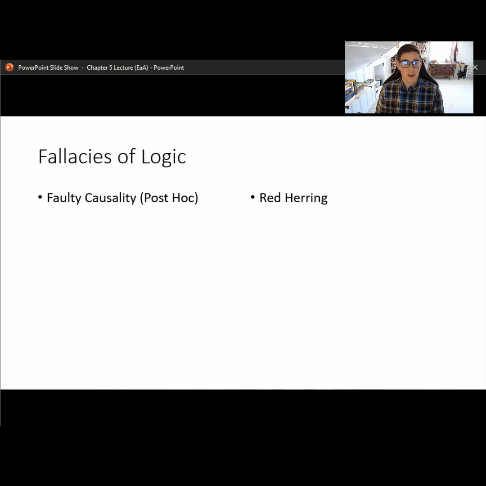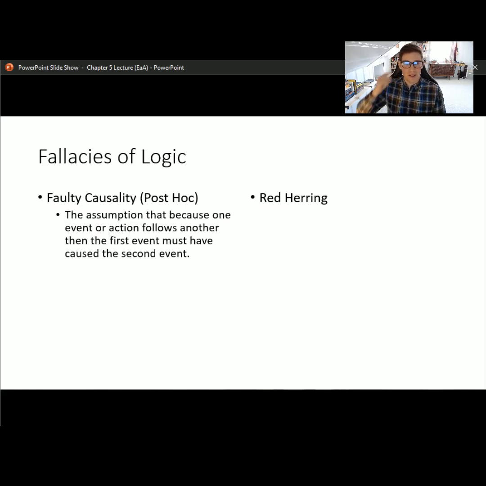Next up, we have faulty causality or post hoc. This is another really, really common one, and it's the assumption that because one event or action follows another, then the first event must have caused the second event. Faulty causality is the idea that because one thing happens after another, the first thing caused that to happen. And that's not necessarily the case.